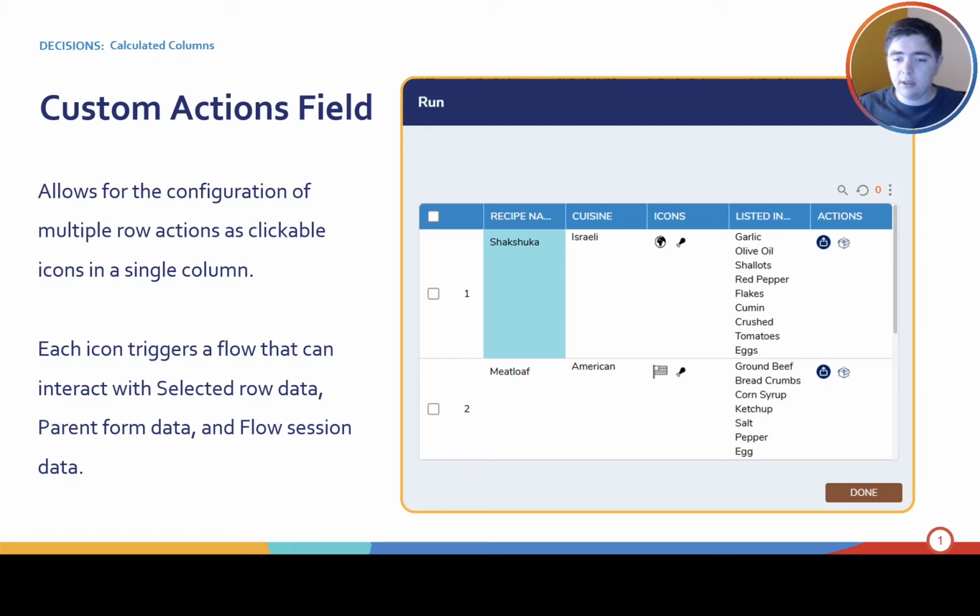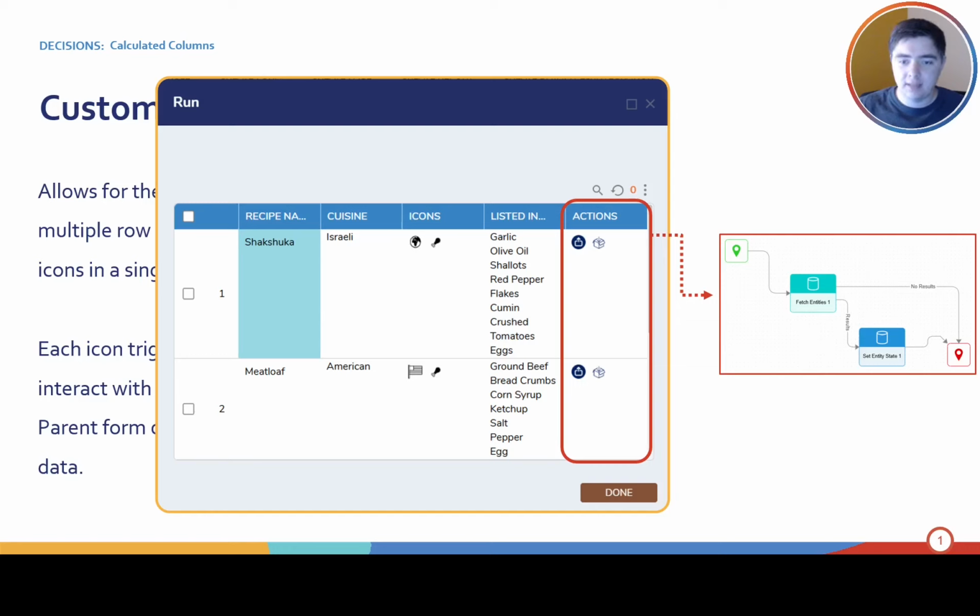This is a calculated column that is available on advanced data grids, which allows for the configuration of multiple row actions as clickable icons in a single column. Each one of these clickable icons triggers a flow that can interact with both the data in the selected report row and the form containing the advanced data grid.